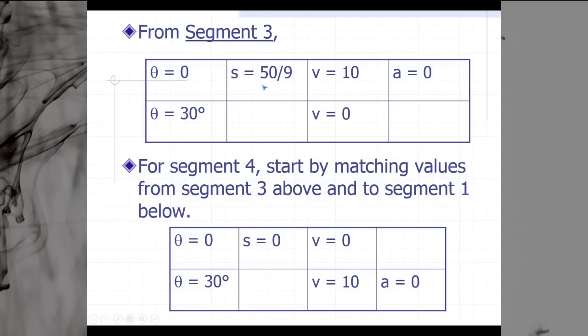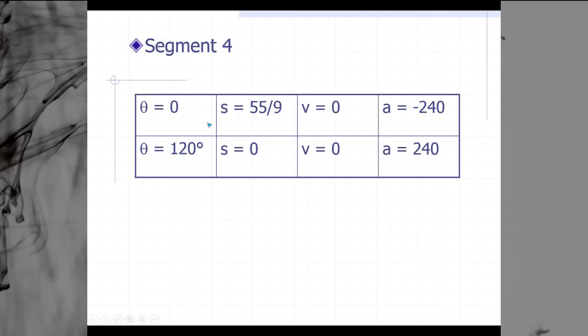So we'd expect to see 50 over 9, v equals 10, and a equals 0 at the, let me take a step back. Segment 4 starts at the end of segment 3. So we'd expect to see a v equals 0 at its beginning, and these two values would have to be determined. At the end of segment 4, we need to match up to here, and so we need to take this polynomial for segment 1, figure out what its acceleration is going to be, and plug that in. And so let's look at what we end up with for segment 4.